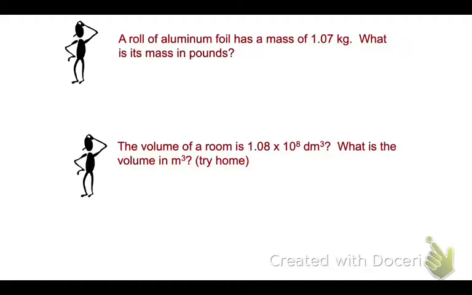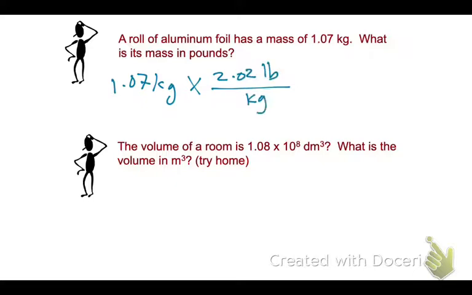A roll of aluminum foil has a mass of 1.07 kilogram. What's its mass in pounds? So what you can do here, you're going to start with 1.07 kilogram. You can convert that into pounds immediately if you know the relationship between pounds and kilogram. So there are 2.02 pounds for every 1 kilogram. Or you can take kilogram into grams and then grams into pounds. Either way, you will be able to solve the problem. You should have 3 sig fig in your final answer.